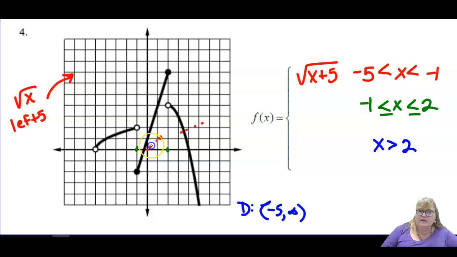Second piece is a line, and I think we're in luck. We can tell where all the intercepts are and everything.